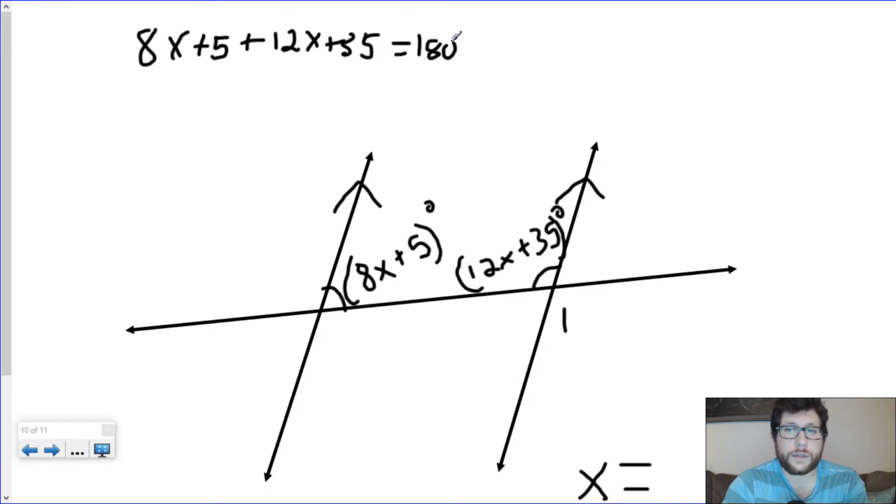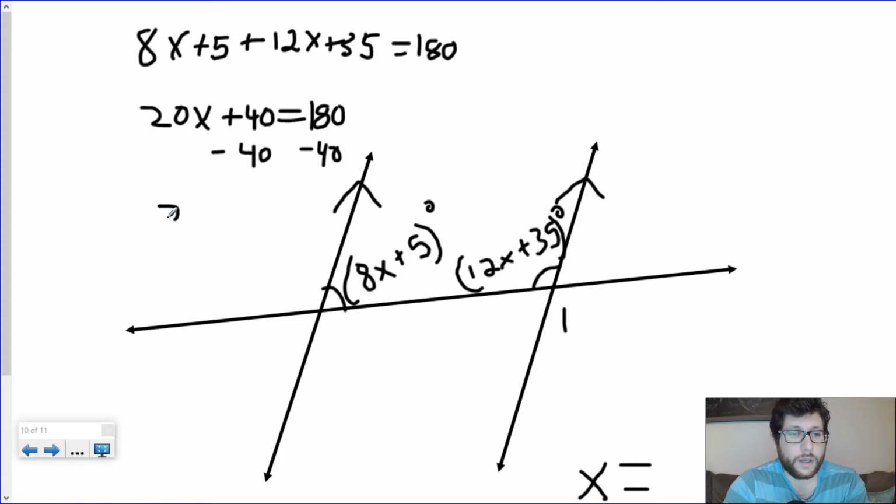So if we're going to solve this thing out by hand, we get 20x plus 40 equals 180. And again, you could always plug this into y1 and solve it on your calculator. I'm fine with that. All right, minus 40 on both sides. And so we get 20x equals 140. And then just divide by 20. Okay? And you should end up with x equaling 7.